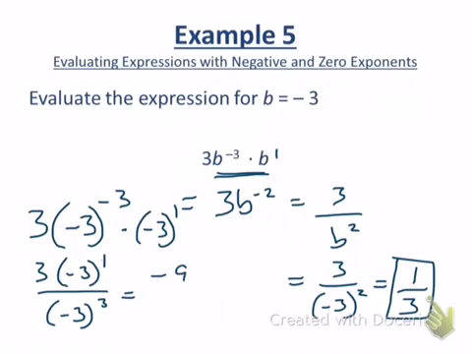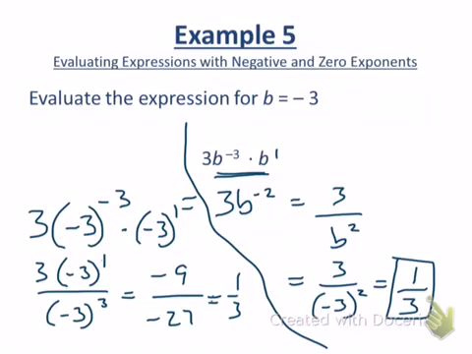Up top we have -9, and the bottom -27, 1/3. Right? This is easier. This way is easier. Much easier. Okay? Do your simplification and then make your substitution. All right?